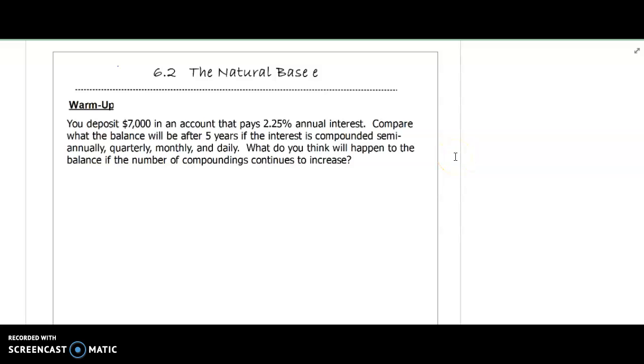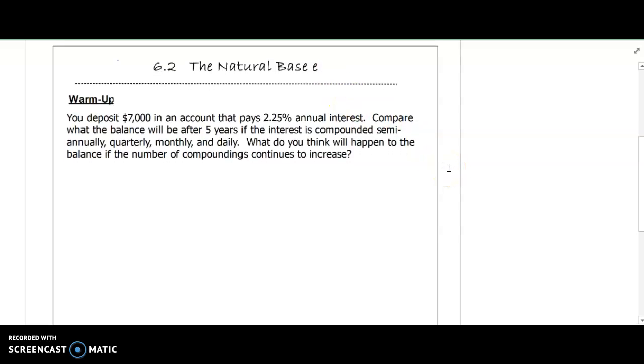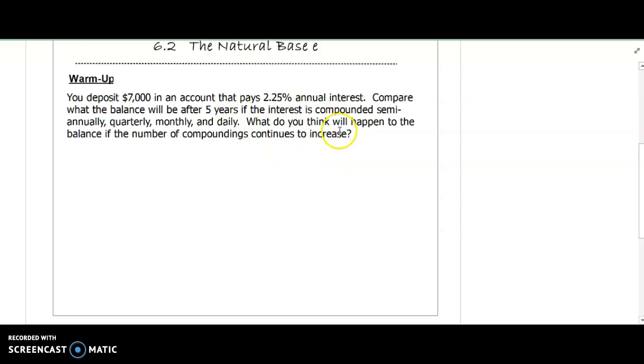Alright guys, so this is the video for section 6.2, and here we're going to talk about the natural base e. So basically just what e represents in math. But before we go on to new stuff, I want you guys to go ahead and do this warm-up.